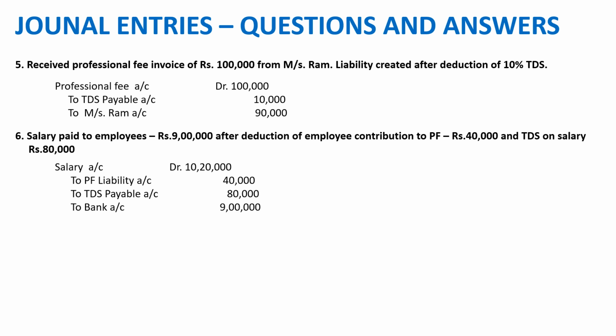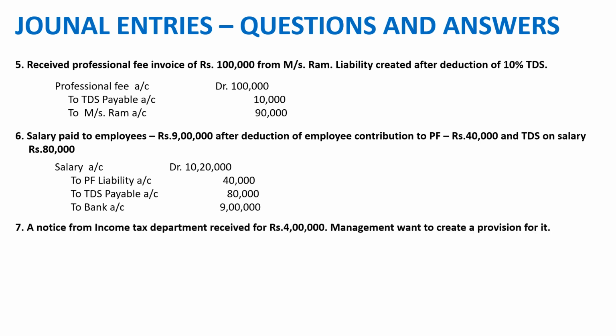But what is the total cost, salary cost for the company? It is 9 lakh plus 80,000 plus 40,000, that is 10 lakh 20,000 rupees. Hence, salary will be debited with 10 lakh 20,000 rupees. How you are making the payment has no relation. What is the total cost incurred by the business has to be debited as expenses.